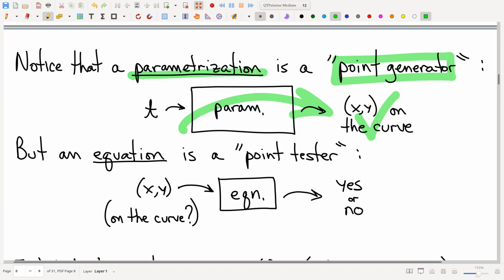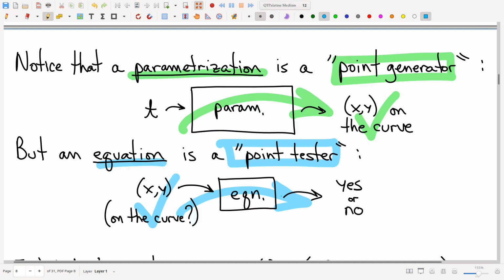This is very much not what equations do. Equations don't make anything. What equations do is they test things. An equation is a point tester because you give me a point that either is or is not on your curve, you plug it into the equation and it will test. If the equation works, then yes, it is on your curve. If the equation fails, then no, it is not on your curve. Equations are point testers, not point generators. Right, so please be careful about that.